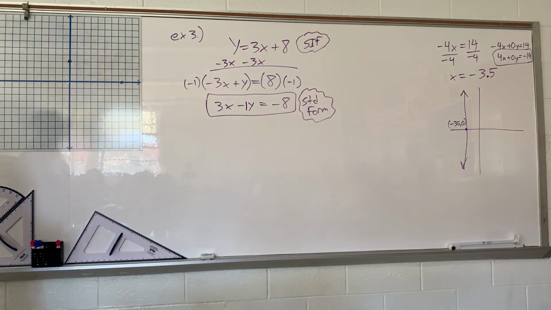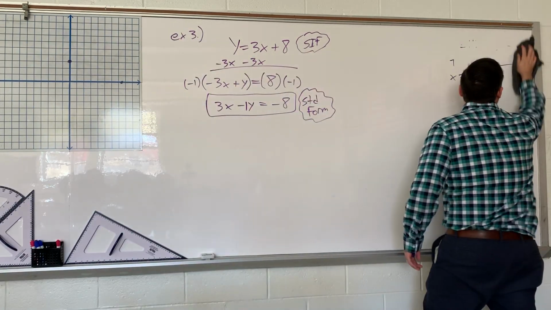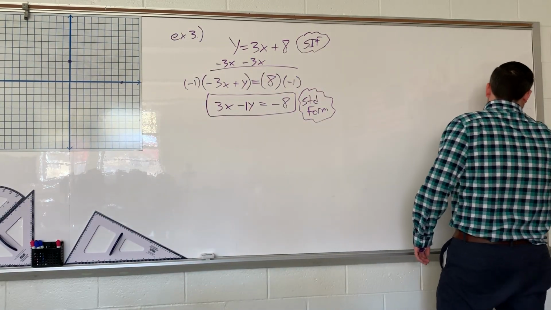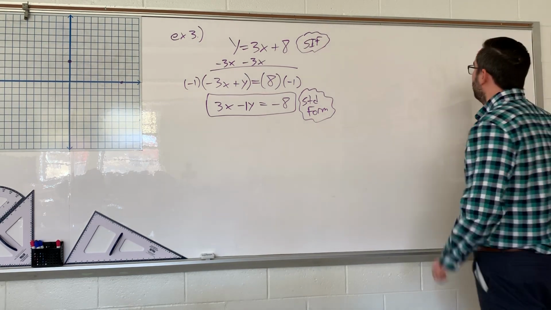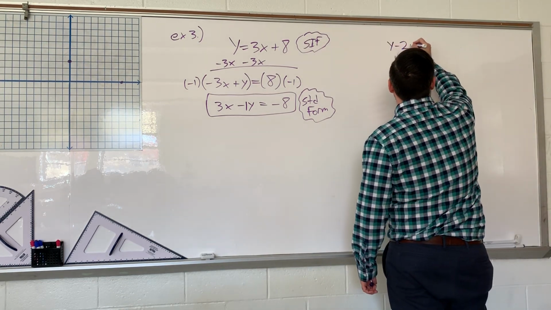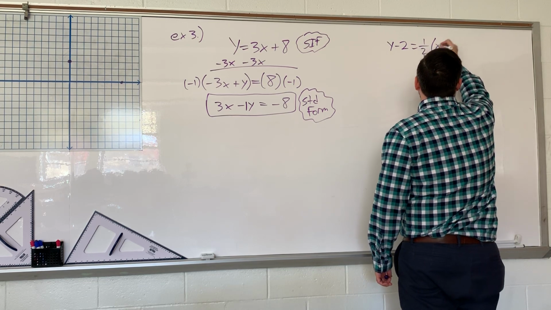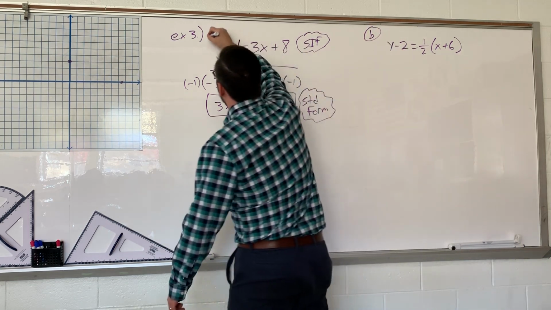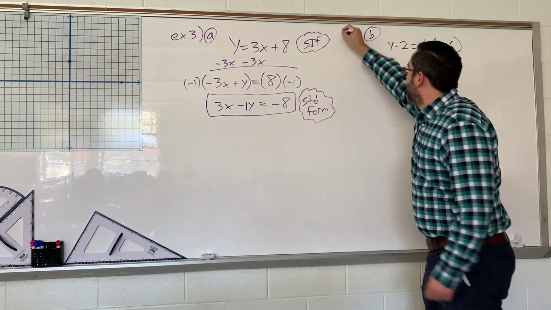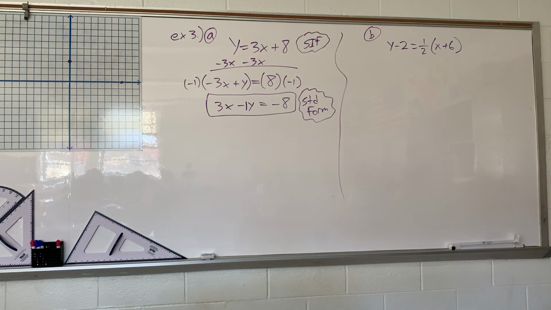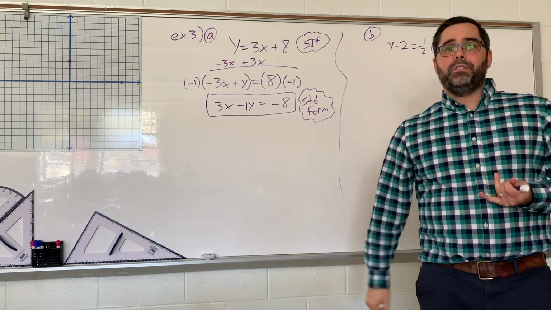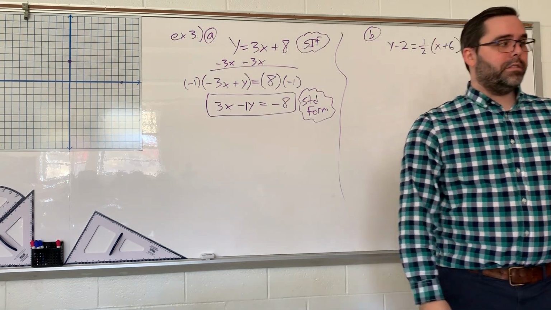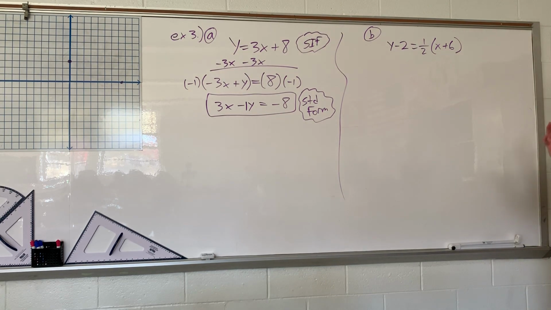What form is the next one in? Point slope form. Can you read it to me, Elizabeth? Y minus 2 equals 1/2 times x plus 6. Thank you. Okay, we're in point slope form, we want to get to standard form. There's a couple ways we can approach this. We can start by distributing the 1/2 to the x and the 6, or we could start by multiplying both sides by 2. Why would I multiply both sides by 2?